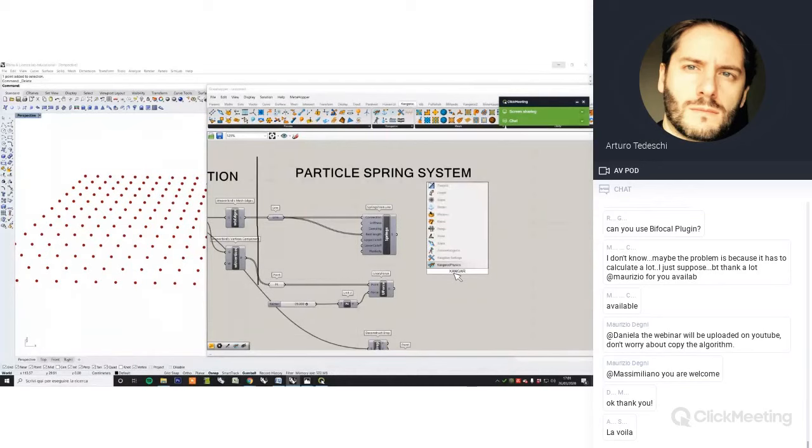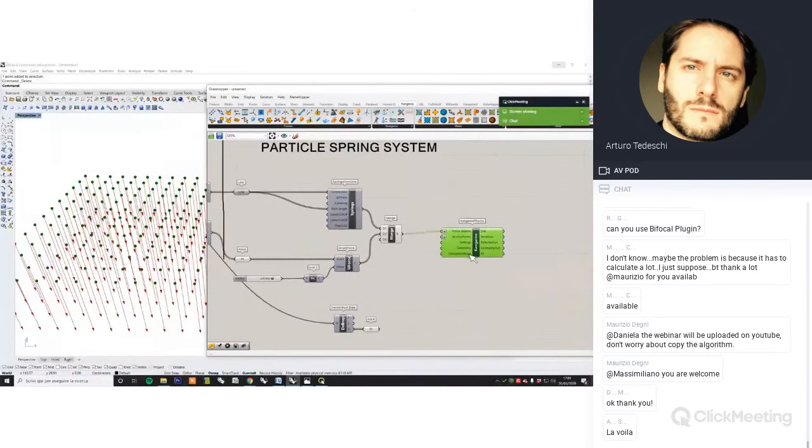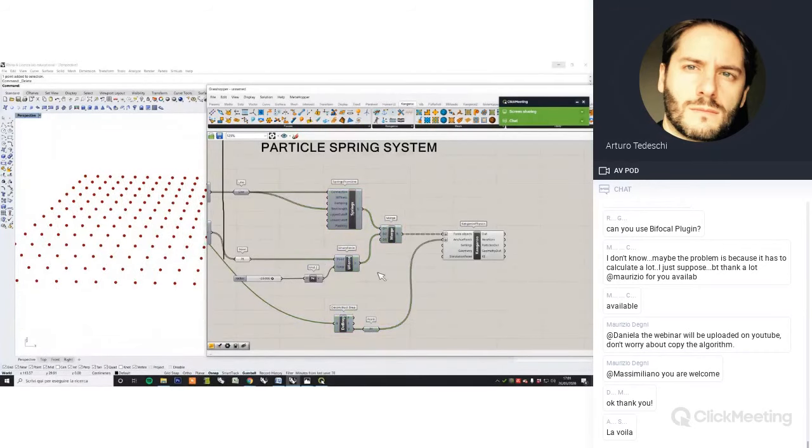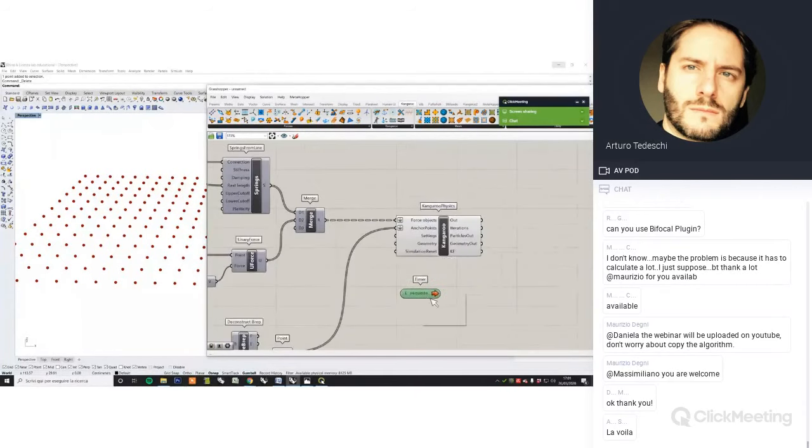Kangaroo. Here, so once again, Kangaroo physics, flatten and flatten. Important to merge together this one here. Anchor points, they go here. And finally, timer. And toggle set to true.